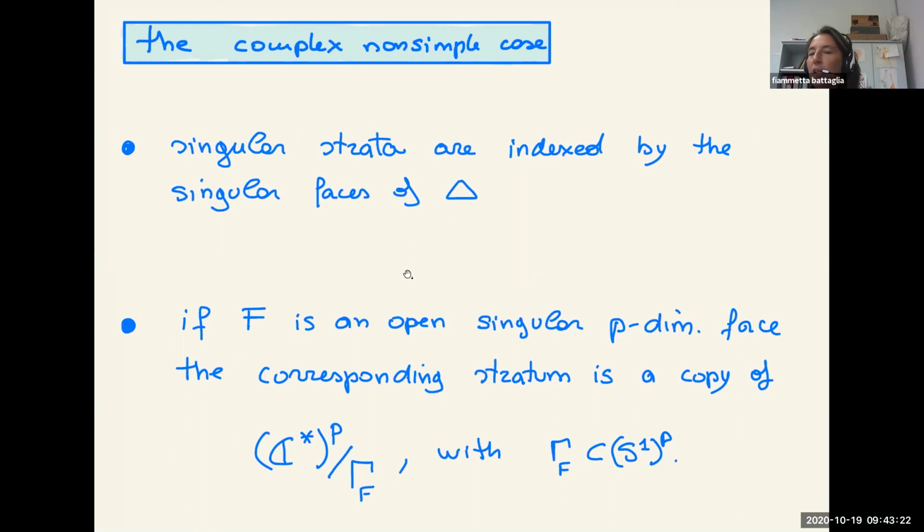Okay, and what is the structure of these singular strata? Each of these strata is a copy of C star to the p, modulo a countable group that I call gamma F. Again, a countable group. So this gives the quasifold structure of the strata.